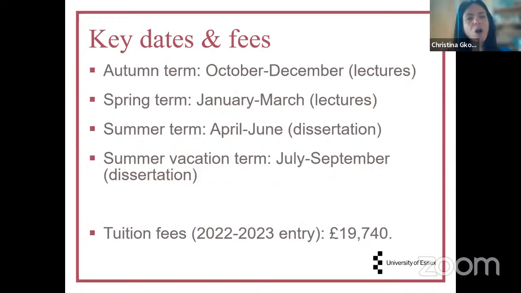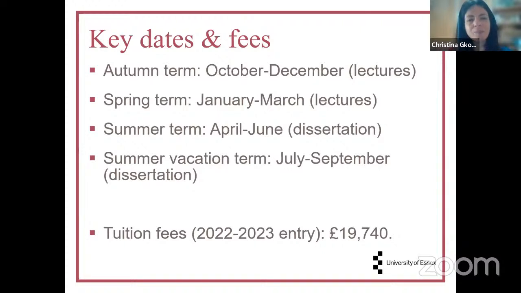This is an overview of the structure of the academic year in terms of the teaching terms and the dates. The autumn term is the first term, starting in October and ending in December, in which you attend lectures, you are in the classroom with the lecturer, and you focus on the modules that I showed you for the autumn term. The same happens in the spring term. Again, you have lectures and you attend class from January to March.